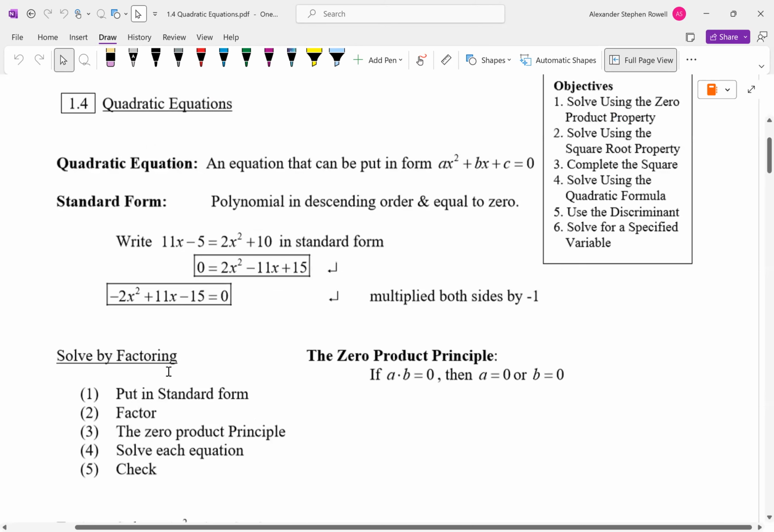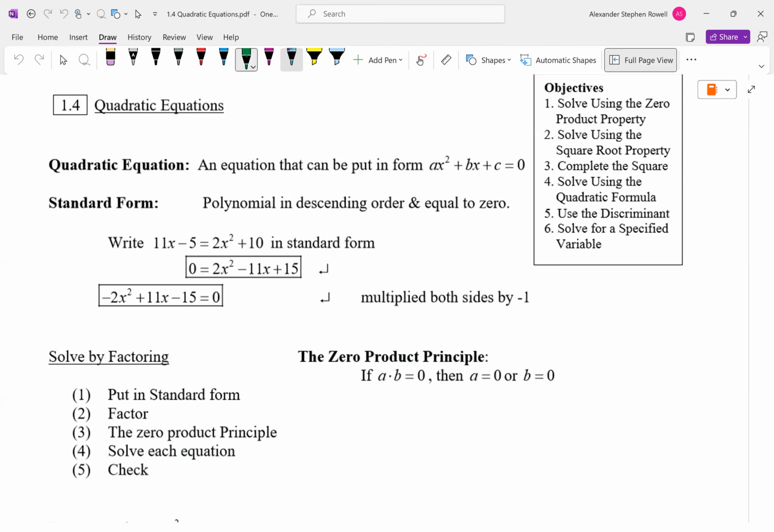Okay, so what is a quadratic equation? It's any equation that can be written in the form ax squared plus bx plus c is equal to 0. How does this differ from a linear equation? The square, right? A linear equation has no square. Okay, very good.